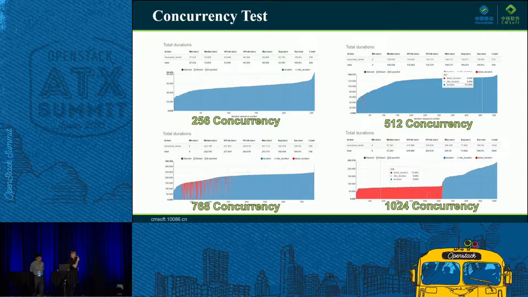When we finished setting up our cloud environment, we first did some concurrency tests. These four figures show the results of our concurrency test. Let me clarify that in the left bottom figure, red means failure and blue means success. You can see that at 768 concurrency, there are many failures. And at 2024 concurrency, more than half of the VM starts are failures.